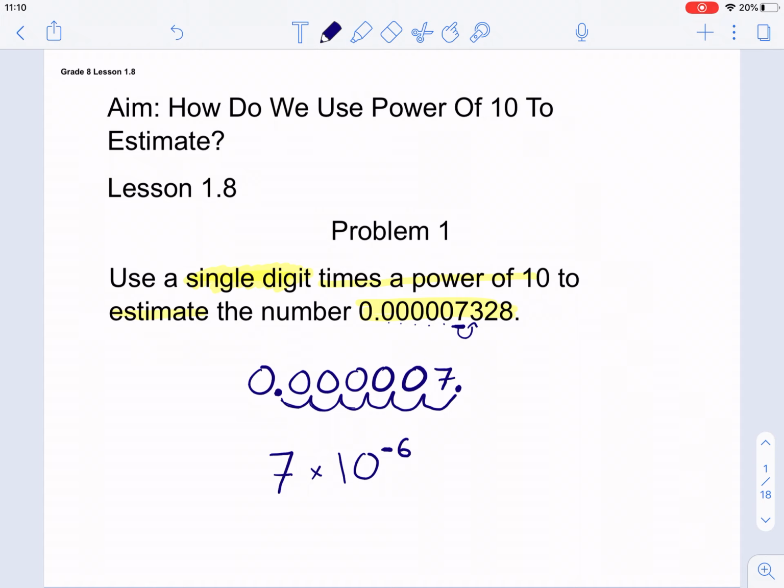And if you remember what we learned yesterday, when you have a negative exponent, the number is less than 1. So this whole expression, 7 times 10 to the negative 6th power, has to be less than 1. And if I look at my number, 0.00007 is less than 1. And it is okay in this problem to have negative exponents. So this would be my number estimated with a single digit times a power of 10.